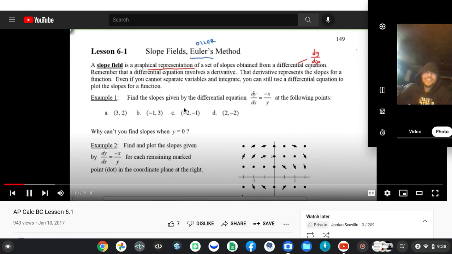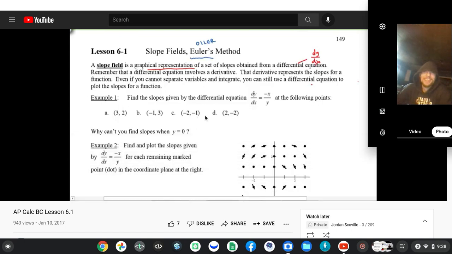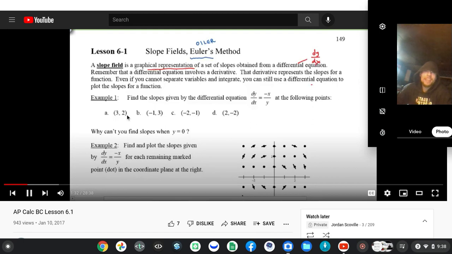And that's the idea. So, even if you cannot find the original function, we can still use a differential equation for the slopes of a function. So example number 1, look what I've told you here. I've got this equation. Because it is that, you can't give me that it's 3 or 2 or 1.